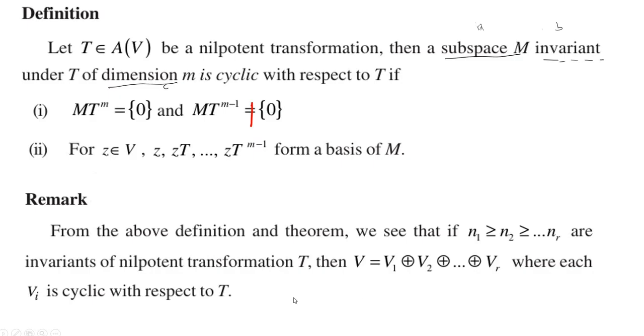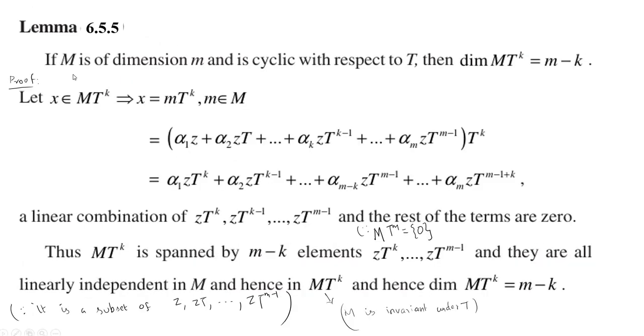So we have the next lemma, which states that if M is of dimension m and is cyclic with respect to T, then the dimension of M T^k is m minus k. To prove this, we shall consider an arbitrary element x in M T^k, so that x can be written as the image of a small m under T^k.